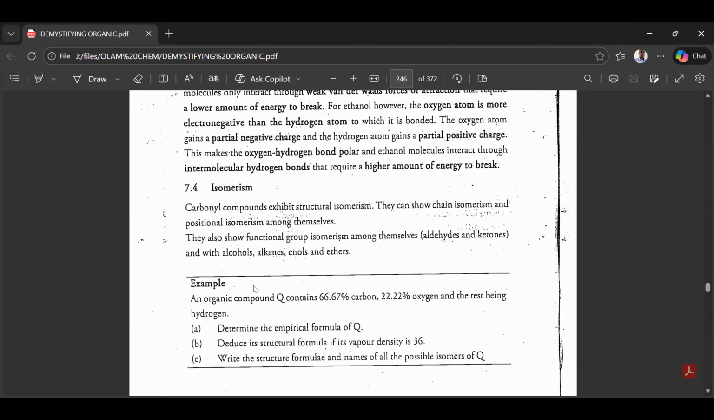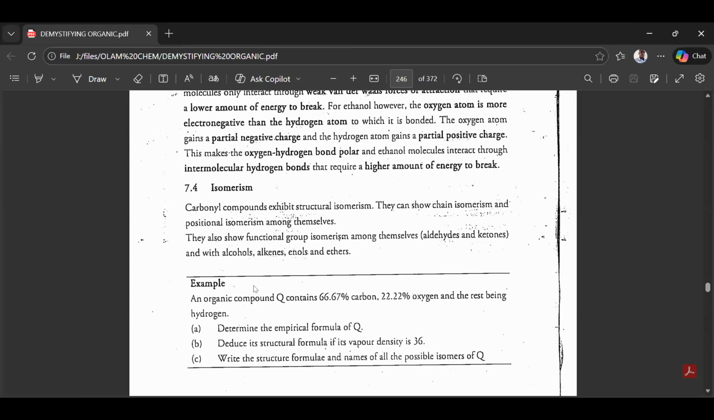For the case of position isomerism, we have been doing it. You change the position of the functional group. For example, if there is a carbonyl group, you keep on shifting it from carbon atom 1, 2, 3, 4, depending on the length of the compound. And whichever position it gets, it becomes an isomer.